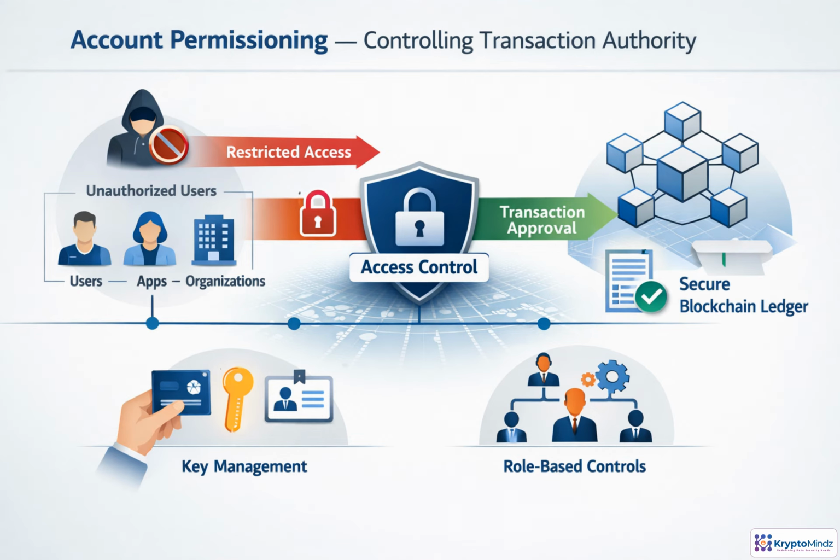Think of account permissioning like badge access in a secure office. The blockchain account is the badge, and each transaction is a request to enter a protected area. Before that request changes the ledger, the permissioning layer checks whether the account is allowed to act. Those accounts may belong to people, applications, services, or organizations. This control only works if keys are protected and roles are assigned carefully.